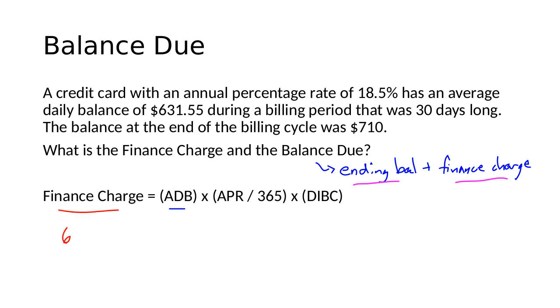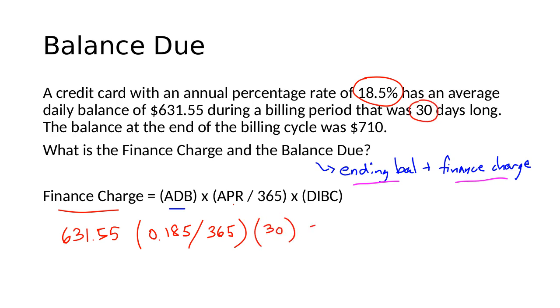And we'll take our average daily balance of $631.55. And we're going to multiply that times the APR, 18.5% converted to a decimal, divided by 365, multiplied by the days in the billing cycle, which for this one was 30. And so we'll multiply 631.55 times 0.185 divided by 365 and multiply by 30. And we end up with 9.6030.